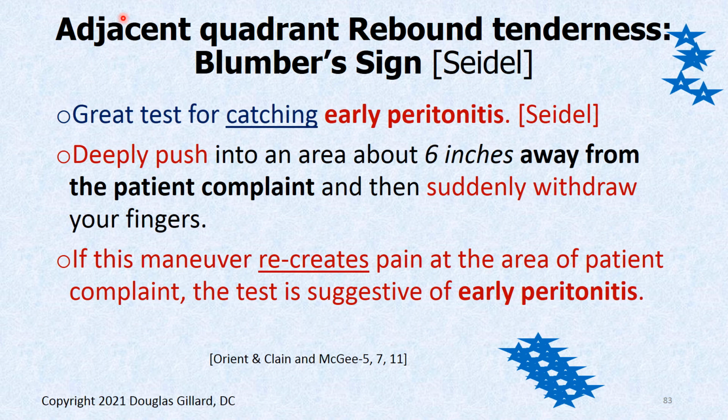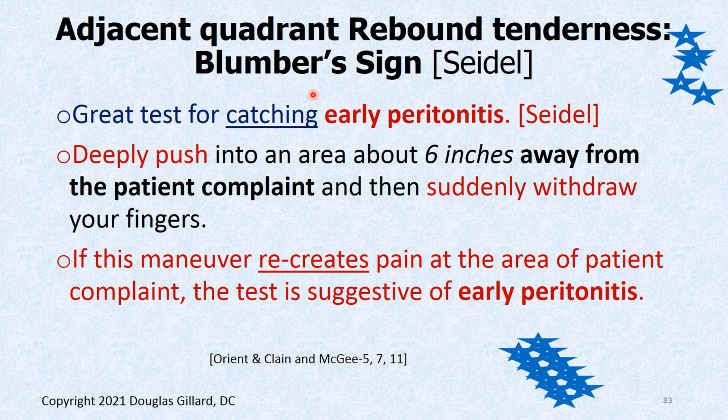So there's a name for that. It's called Blumberg's sign. Blumberg's, almost like lumbar, right? Lumbar spine. So you can just remember it as kind of lumbar with a B. Blumberg's sign, or adjacent quadrant rebound tenderness. All right.